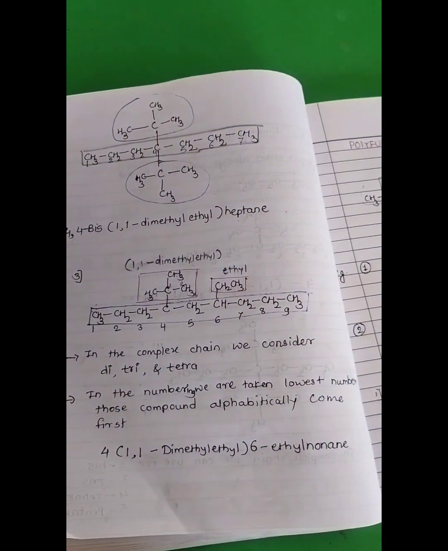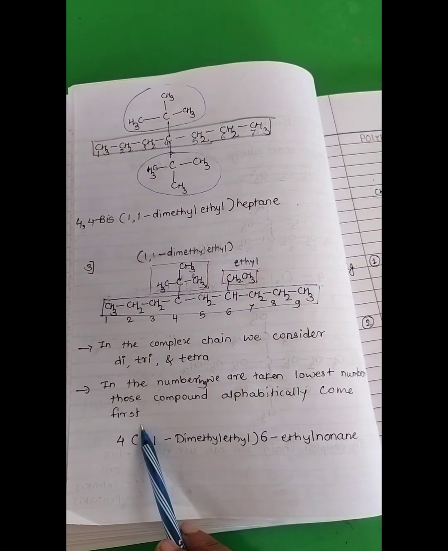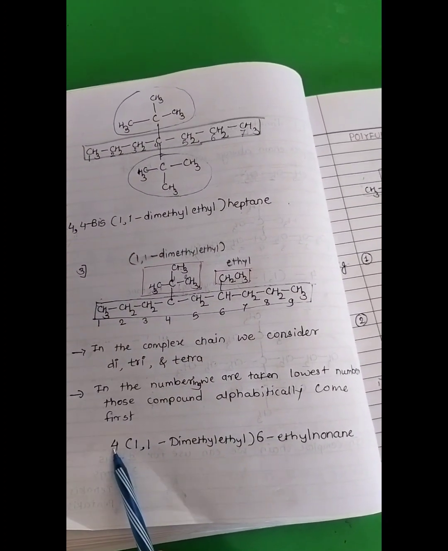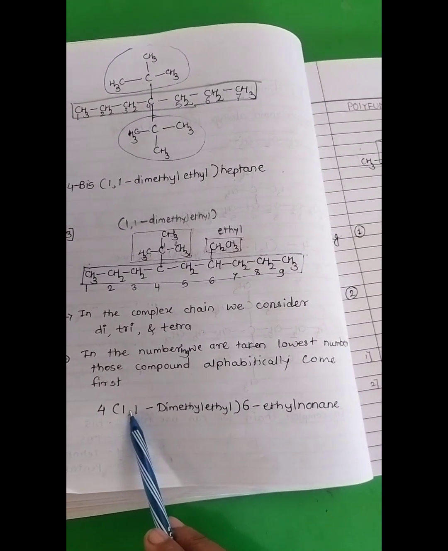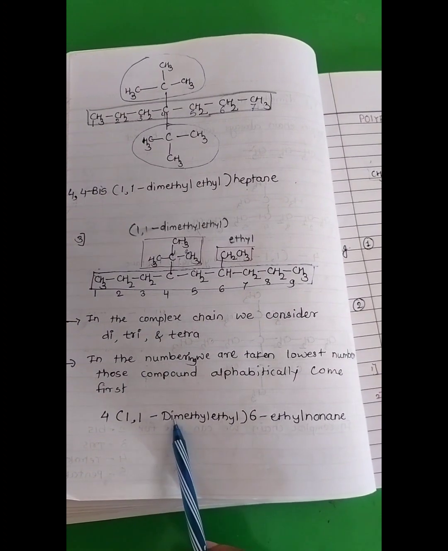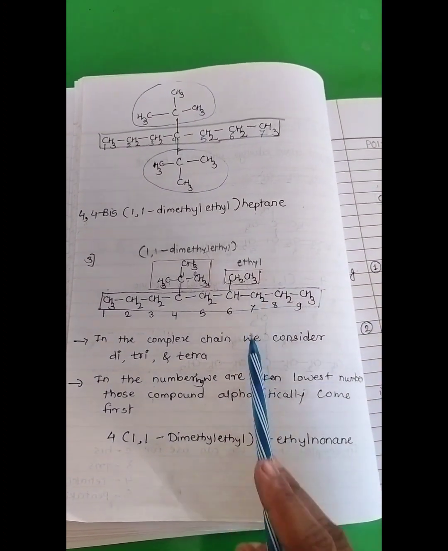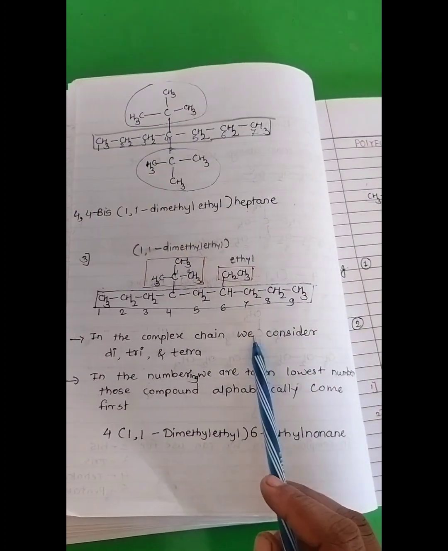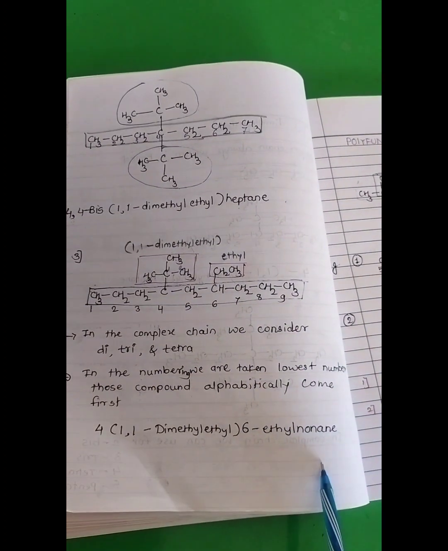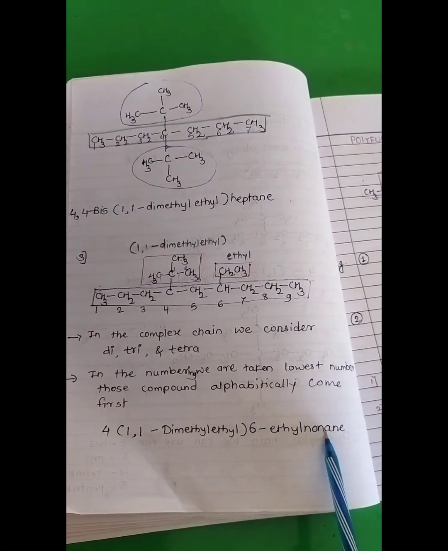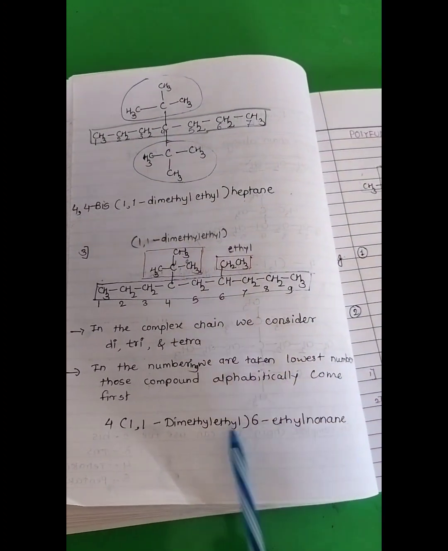Here there are a total of 9 carbons. So the name of this compound: at carbon 4 a complex chain is present, so we write 4, in brackets the name of the complex chain 1,1-dimethylethyl, bracket closed. At carbon 6 an ethyl group is present, so 6-ethyl. There are a total of 9 carbons in the parent chain or main chain, so we use the word root non, and the single bond, so ane.